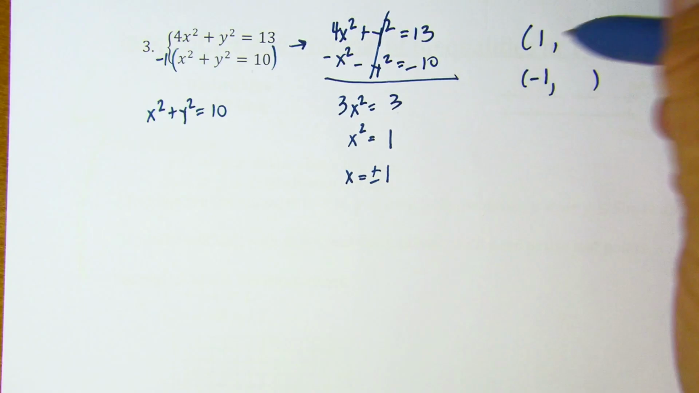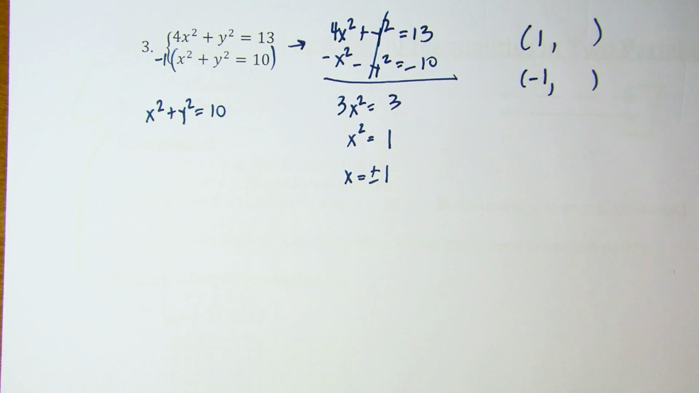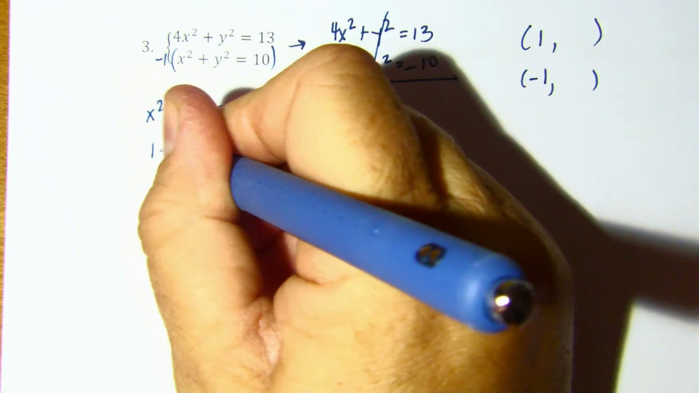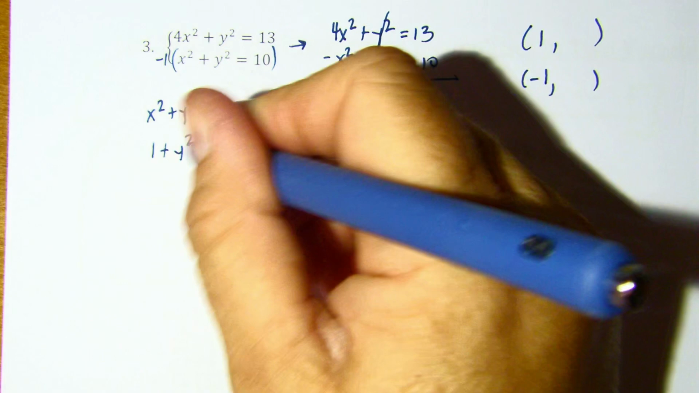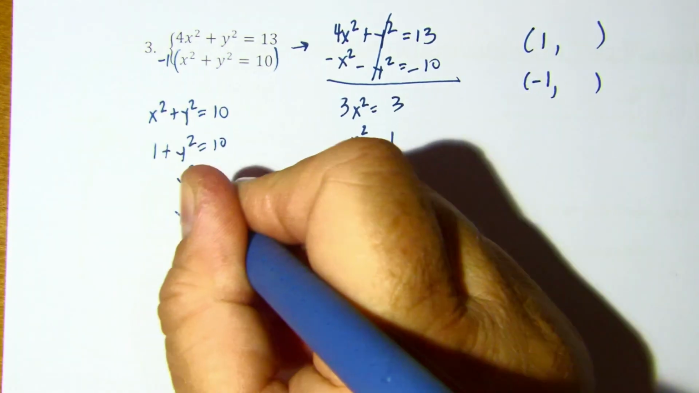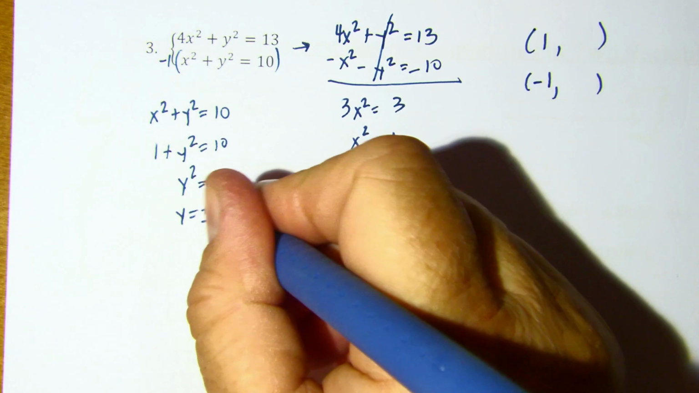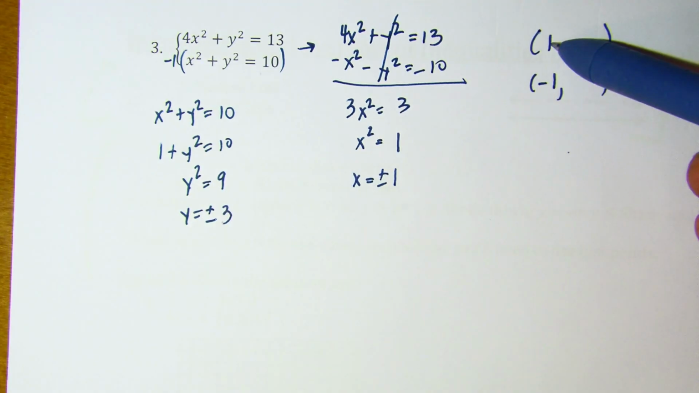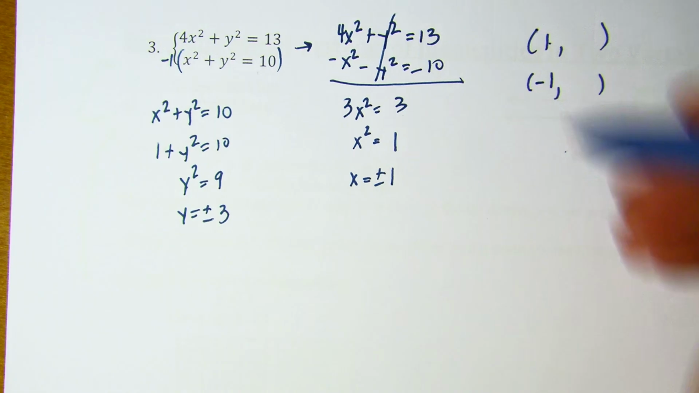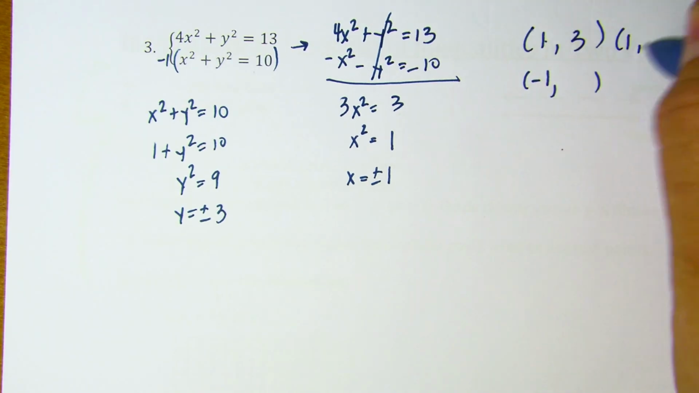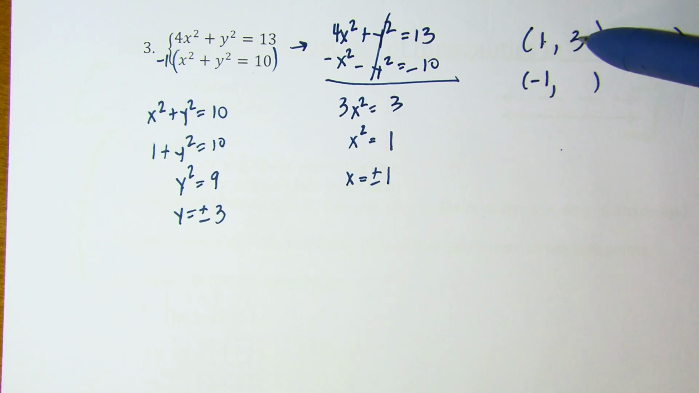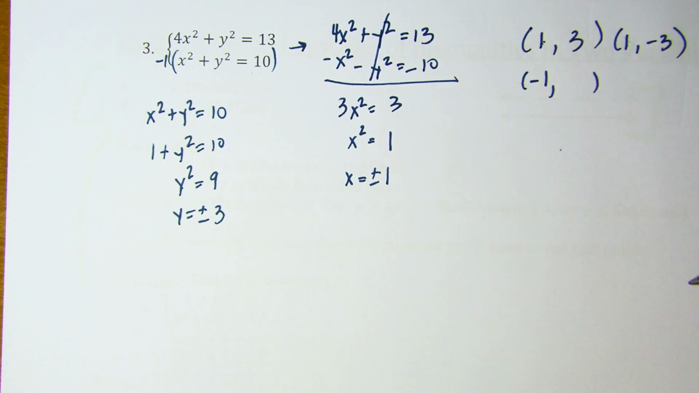And plugging in positive 1 for x, well, 1 squared is 1 plus y squared equals 10. Subtracting 1 from both sides, y squared equals 9, so y equals plus or minus 3. So for that one x value of positive 1, I got two y values, 3 and negative 3. So that means for that one x value, there were two y values that matched with it.